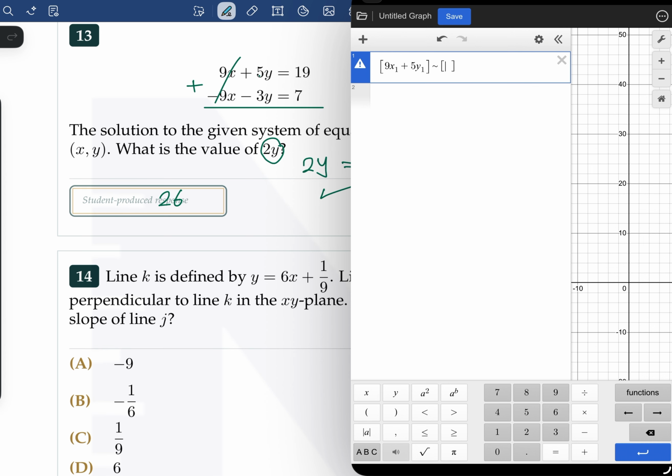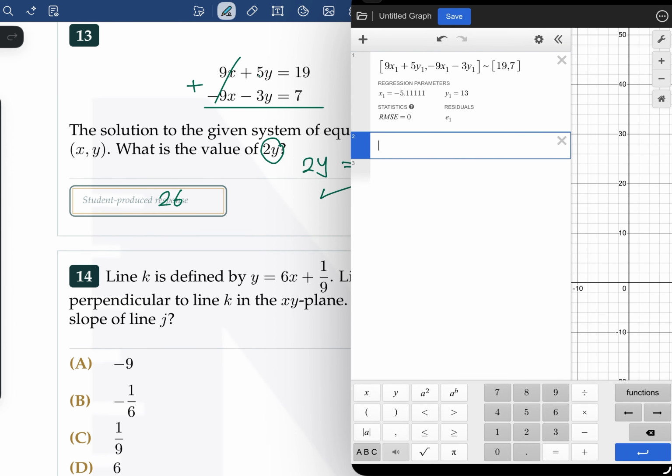And then in the right side, we write 19. And then we come in the left again after y1 and make a comma and write the left side of the other equation, which is negative 9x minus 3y, but we have to write 3y1 and x1. And in the right side here, we make a comma and write 7. That's it. We get y1 equal to 13. And if we want to get the 2y1, because the question asks for it, it gives you 26.